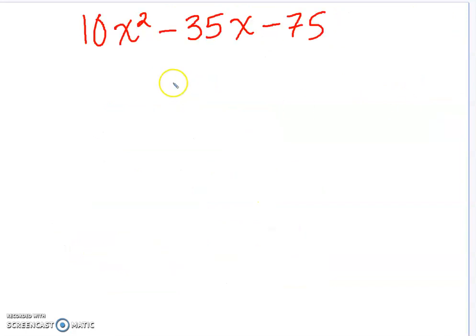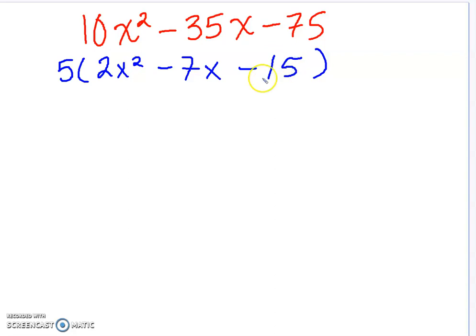The only thing that could happen is I could give you a problem like this. And again, we always start by looking at, is there a greatest common factor that I can factor out before doing another procedure? And in this case, 10, 35, and 75 are all divisible by 5. So I would start by factoring out 5, being left with 2x squared minus 7x minus 15. And then I'm going to have to tackle this problem in here using decomposition.